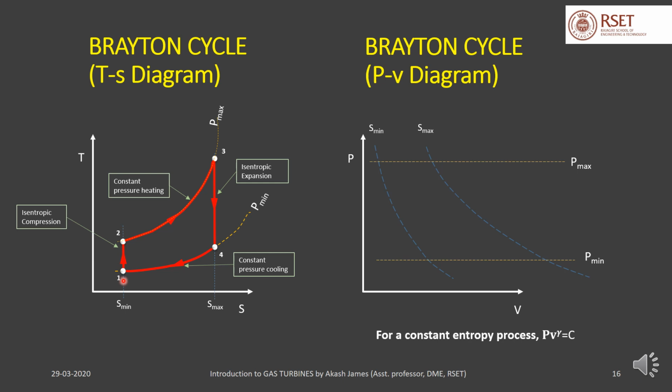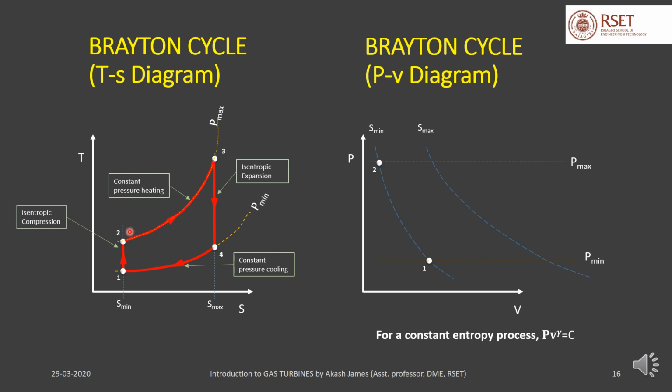Now let's start from state 1 before compression. It is at minimum pressure and minimum entropy, so this is state 1. And it is isentropically compressed to state 2. So it follows this curve to the maximum pressure at this point, that is state 2.